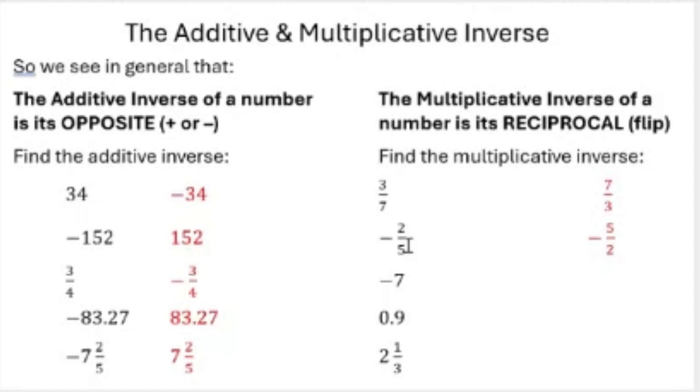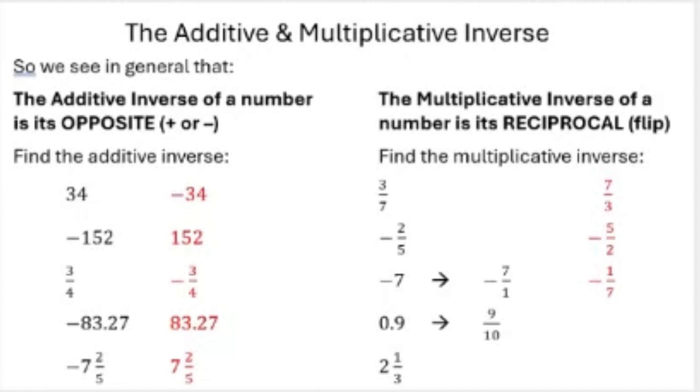So notice that a multiplicative inverse that's negative stays negative. Now here we have a problem because this number is not a fraction, but we know it is because we know negative 7 is the same as negative 7/1. And so we flip the fraction, leave the sign the same. The multiplicative inverse of negative 7 is negative 1/7. If you multiply them together, you will get 1, positive 1. 0.9, again, doesn't look like a fraction, but sure, we know it is. 0.9 is 9/10. So the reciprocal is 10/9.